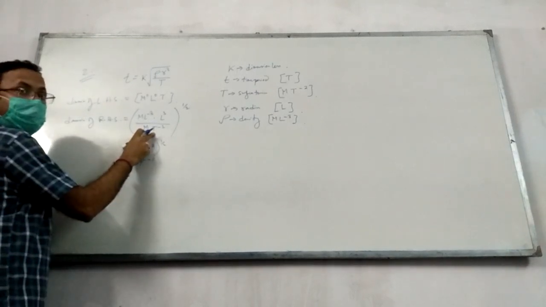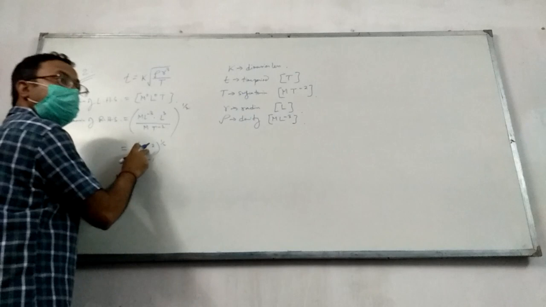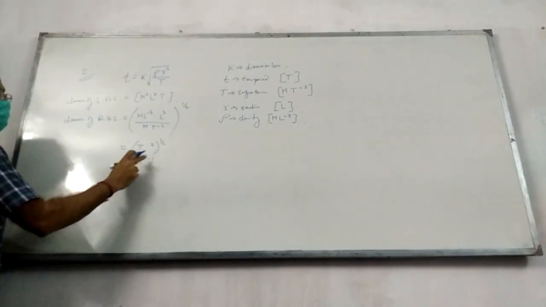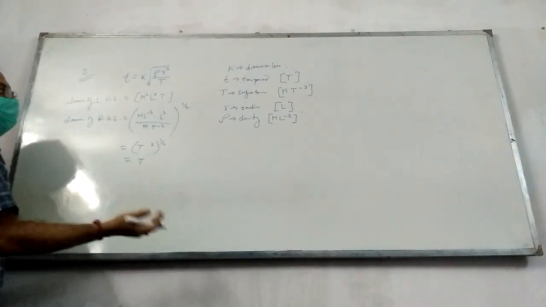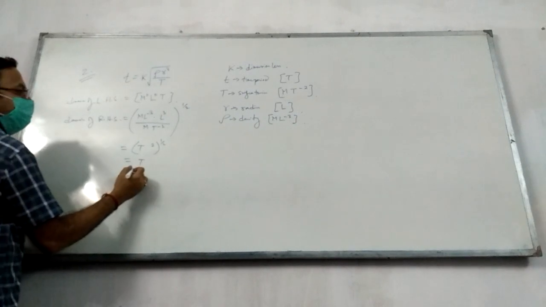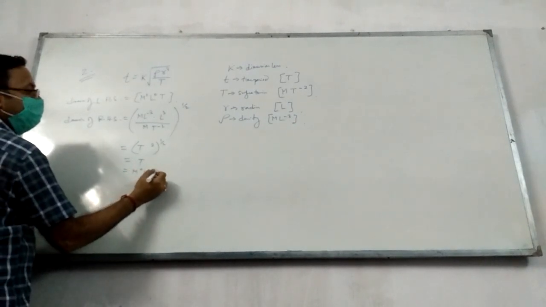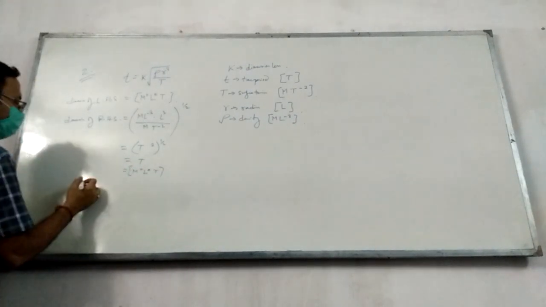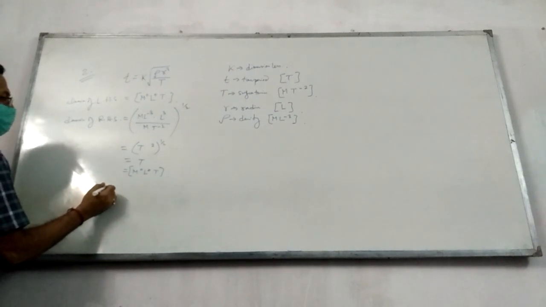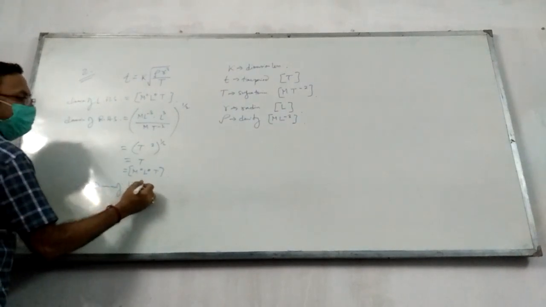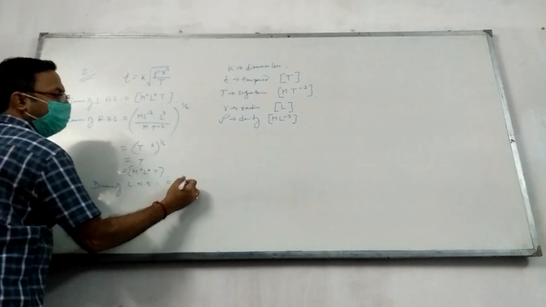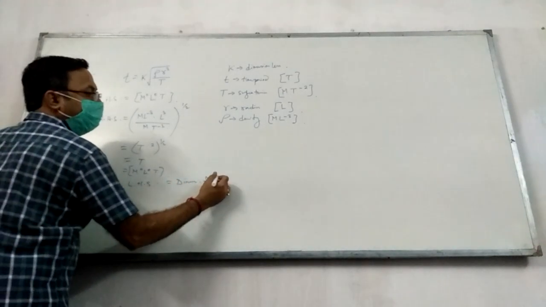Because of the denominator, na? Denominator to numerator it becomes plus T square. T square to the power half is, so let's do, write L is equal to M to the power 0, N to the power 0, T. Therefore, dimension of LHS is equal to dimension of RHS.